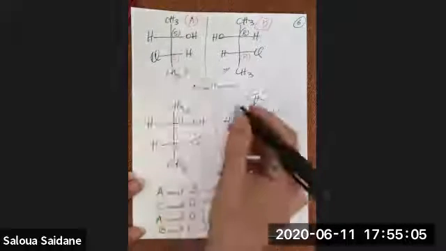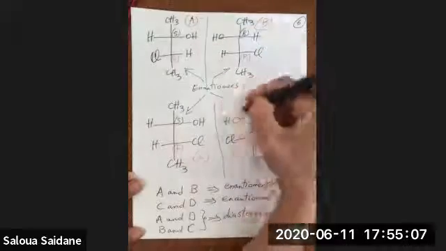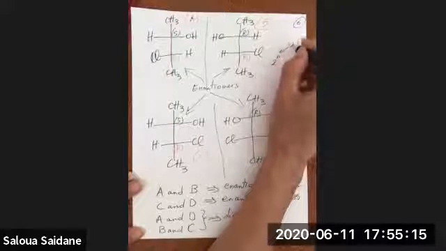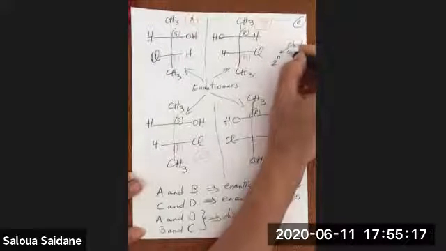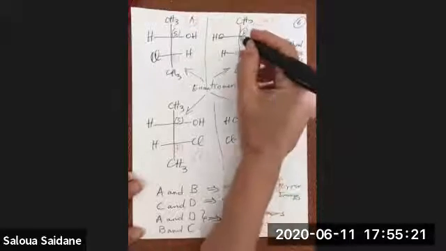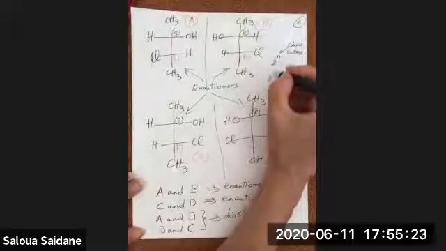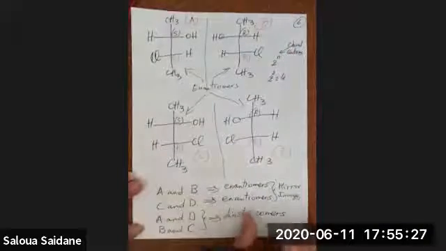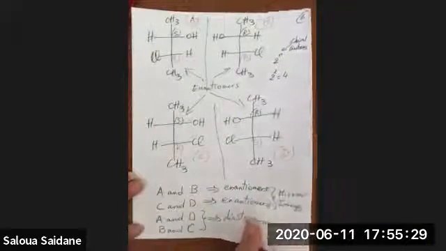And for the rule, how many isomers you have, the rule is 2 to the n power. The n means how many chiral carbons. So in my situation here, we have 2 chiral carbons, so it's 2 to the second power, which is 4. So that's how we have 4 stereoisomers.